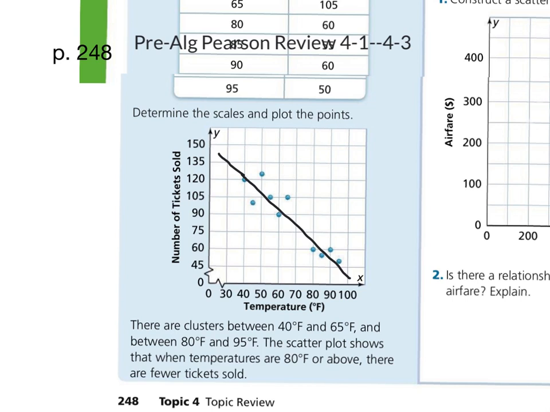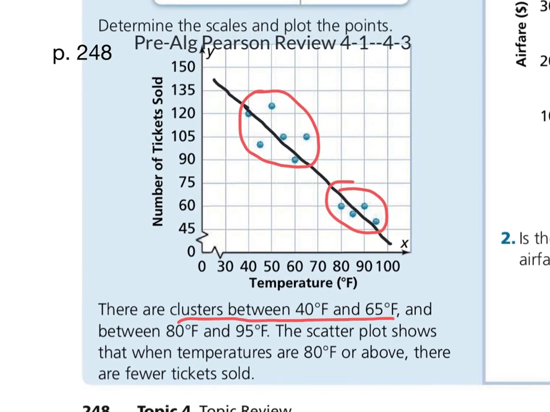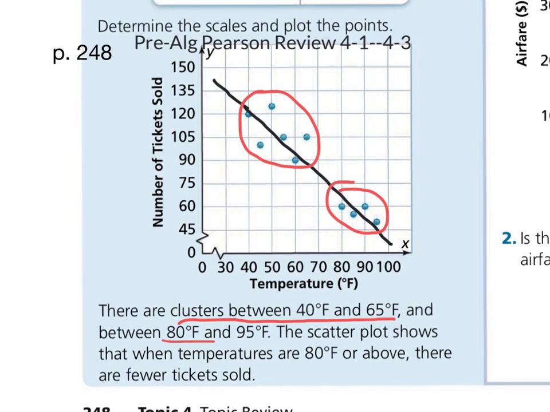One thing that they talk about in the book here is clusters. Clusters are when there are groups of points. So there's a cluster between 40 and 65 degrees Fahrenheit, and then also between 80 and 95 Fahrenheit. And what we can notice is as the temperature is getting higher, fewer tickets are sold. This is what's called a negative relationship or negative correlation.